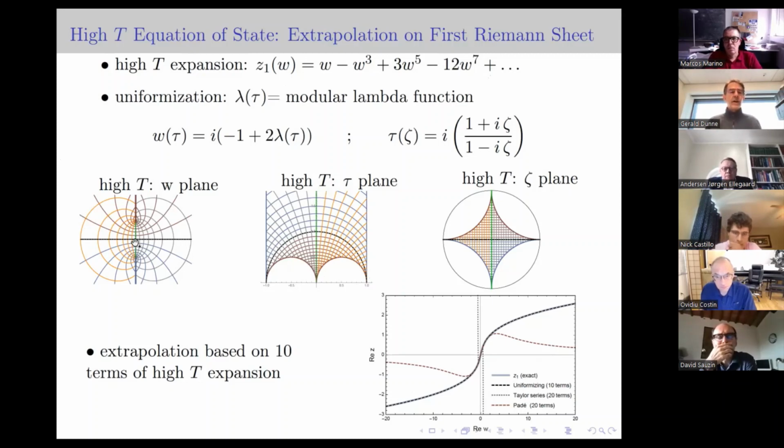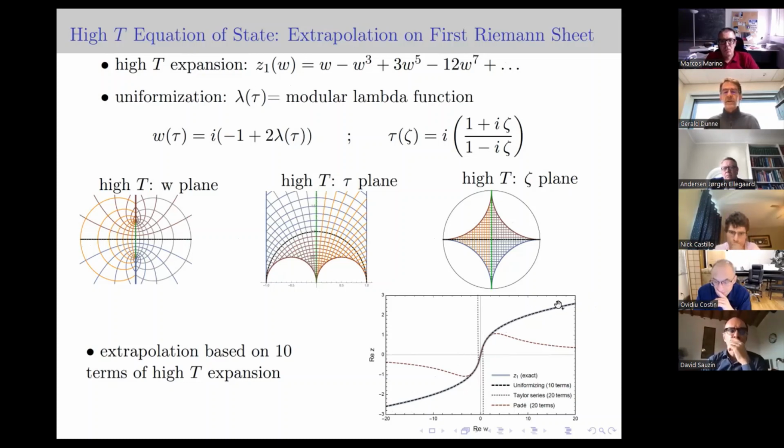So the first thing we would like to do would be to extrapolate to other places on that first sheet. And that corresponds to doing this and staying within this hyperbolic quadrilateral. And so if we just take 10 terms of this expansion in W and make this uniformizing map, we can now try to extrapolate along this real axis of W. And the exact answer is this Z1 function. And it's this shaded curve here.